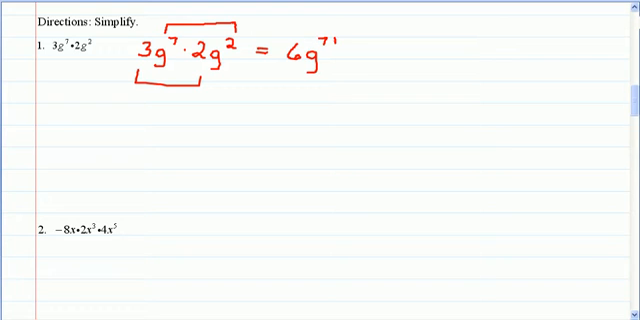For number 1, the directions are to simplify, and simplify means to multiply the numbers together and simplify the exponents. So I have 3g to the 7th times 2g squared. The 3 and the 2 can just get multiplied to give us 6. And then because we have two variables, both with a base of g, property 1 says that when you're multiplying and you have two bases, the rule is to add the exponents. So 7 plus 2 gives us a final answer of 6g to the 9th.